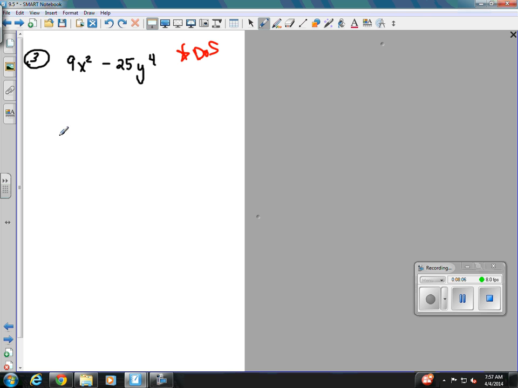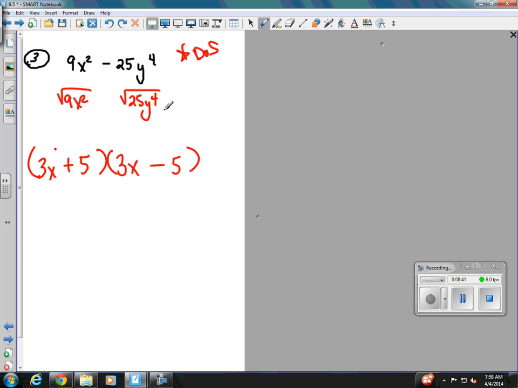And now we take the square root of everything here. I make my two parentheses. Now, square root of 9 is 3. So 3 and 3. Square root of x squared is x. Alright, my signs are different, so a plus and a minus. Square root of 25 is 5 and 5.